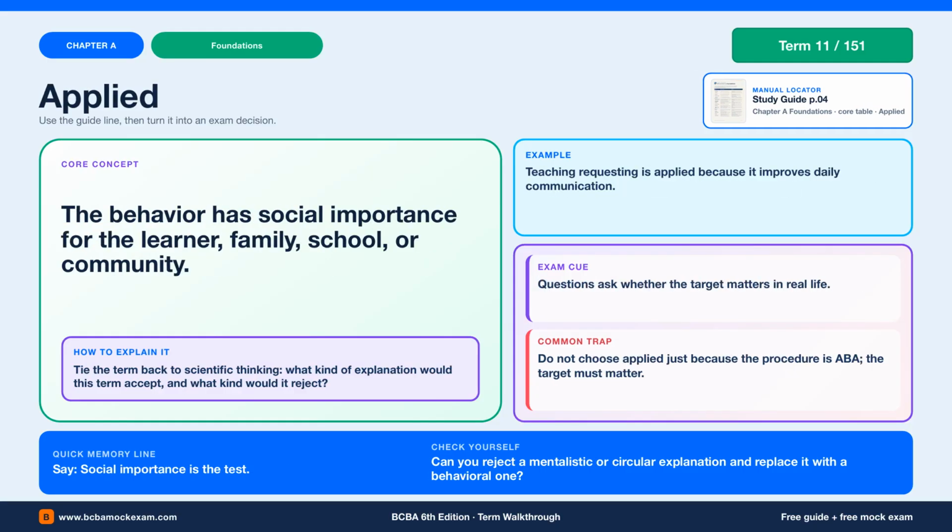Applied. Applied means the behavior has social importance. In plain English, the target should matter in the learner's real life. Teaching a learner to request help can be applied because it improves daily communication. The exam cue is whether the target matters to the learner, family, school, workplace, or community. The trap is choosing applied just because a procedure is ABA. The procedure can be behavior analytic, but the target still has to be socially important. Memory line. Social importance is the test.